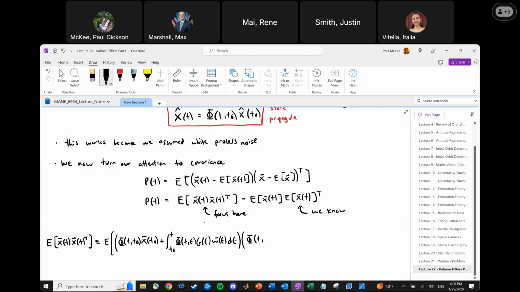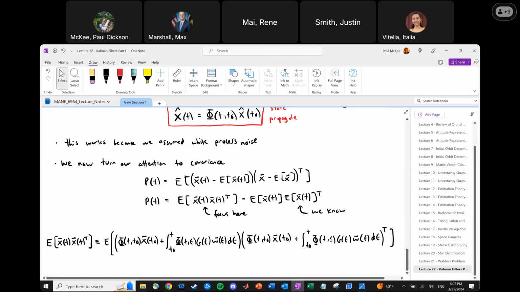So phi t naught x of t naught plus integral t naught to t, phi of t and epsilon, g of epsilon, omega of epsilon, d epsilon. All of this transposed. Okay, so what's that going to look like? Well, when you transpose this second term, what you're really doing is changing the order, right? So if we transpose A plus B, that's the same as A transpose plus B transpose. But remember, if you have A B transpose, that's the same as B transpose A transpose. So if you want to distribute the transpose, you have to change the order.